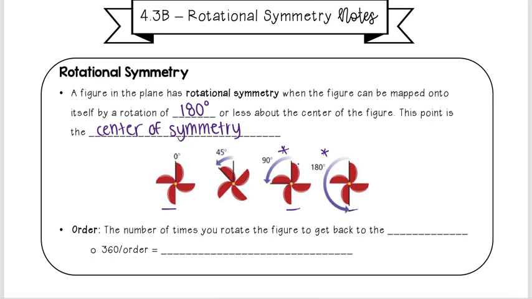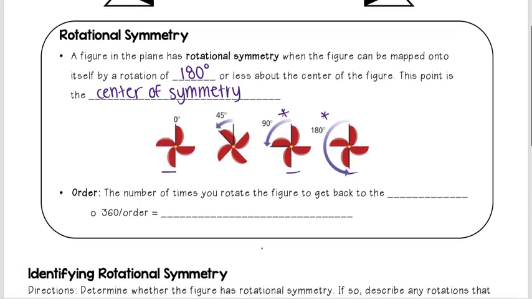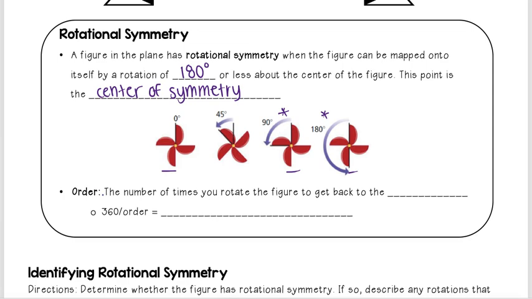One way that we can find this angle of rotation is through what we have right here. But first, order. That is the number of times you rotate the figure to get back to the original. And 360 divided by the order is going to equal the angle of rotational symmetry. Again, this angle is just the angle that it takes, if I rotate my figure, for it to look exactly like the original.